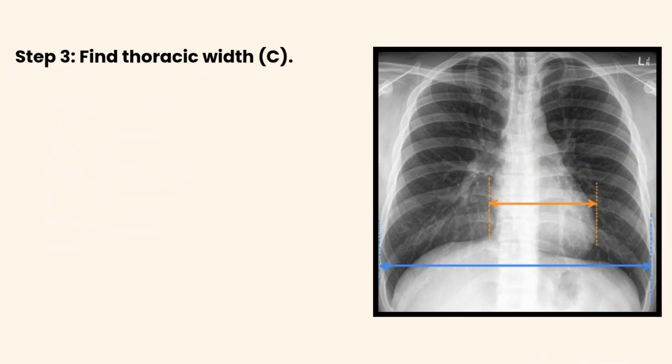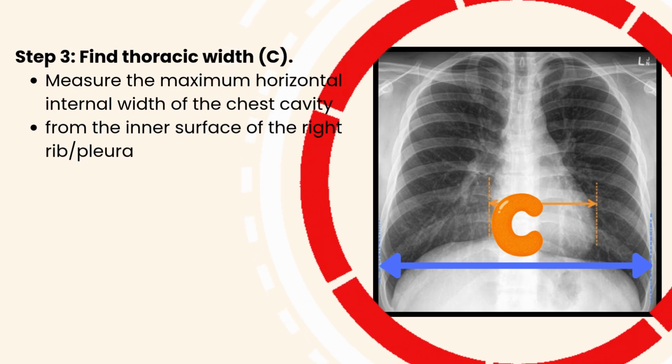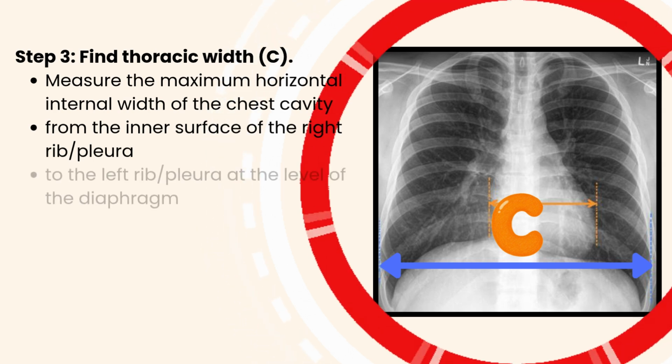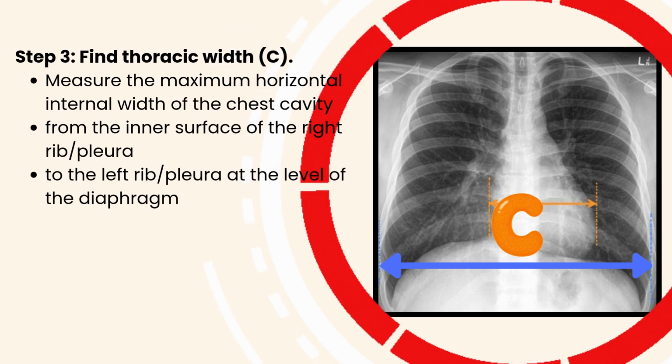Step 3. Find thoracic width. Measure the maximum horizontal internal width of the chest cavity from the inner surface of the right rib to the inner surface of the left rib at the level of the diaphragm.